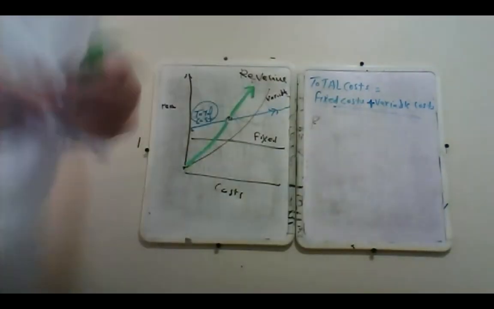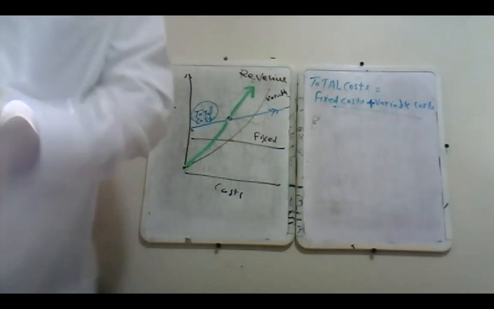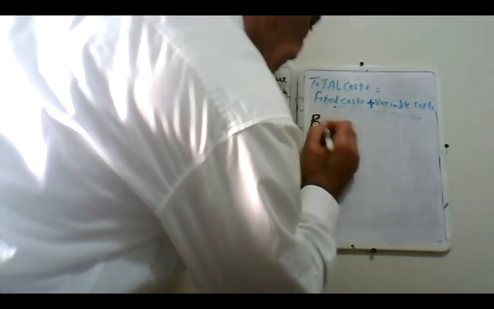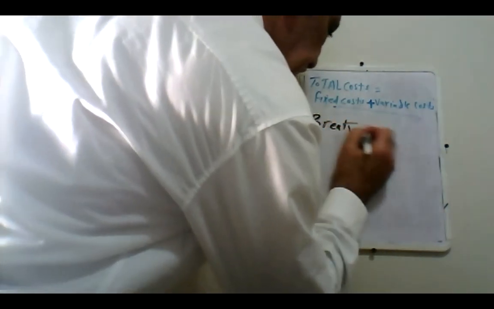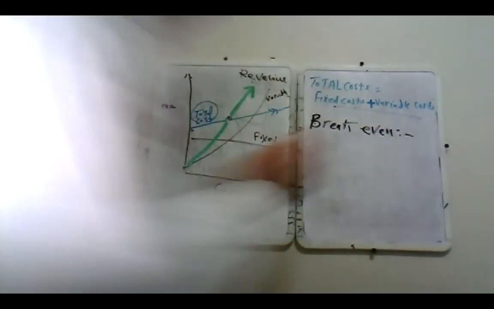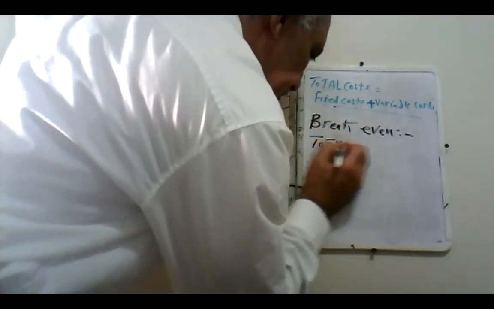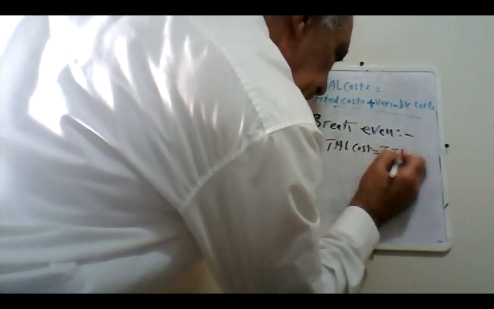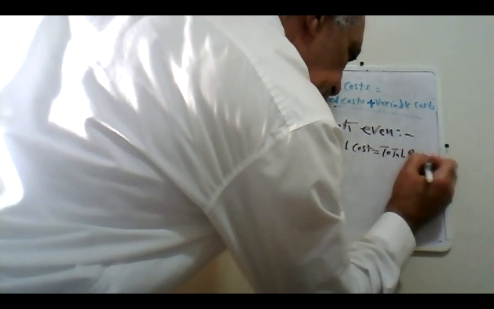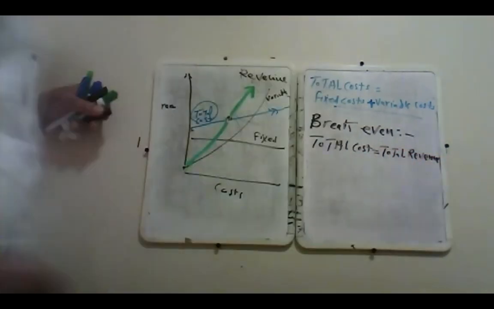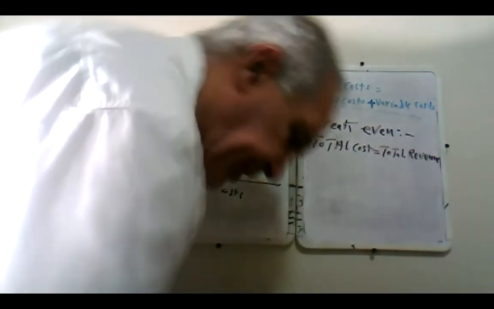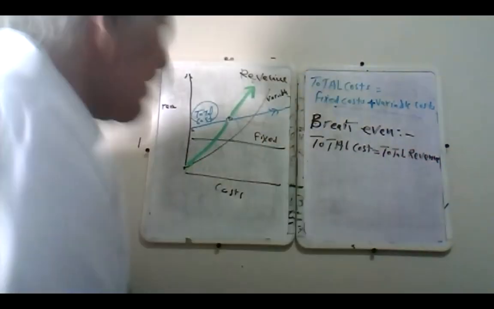Break-even will happen when total costs equals total revenue. When total costs equal total revenue, this is the break-even point. This is the break-even point when both of them are the same.